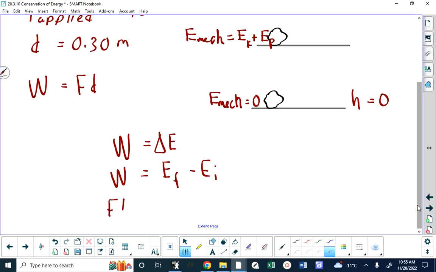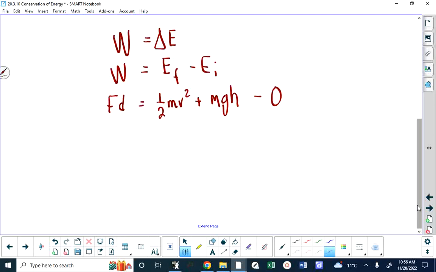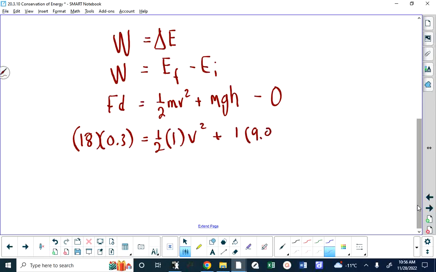This is force times displacement. Final energy is 1/2 mv squared plus mgh, minus the initial energy, which is 0. So this is the setup for this question. This will be 18 newtons times 0.3 meters. I'm not going to bother to put in the units. This is 1/2 times the mass, which was 1 kilogram. It's a pretty big rock, but times the speed squared plus the mass times 9.81 times 0.3.